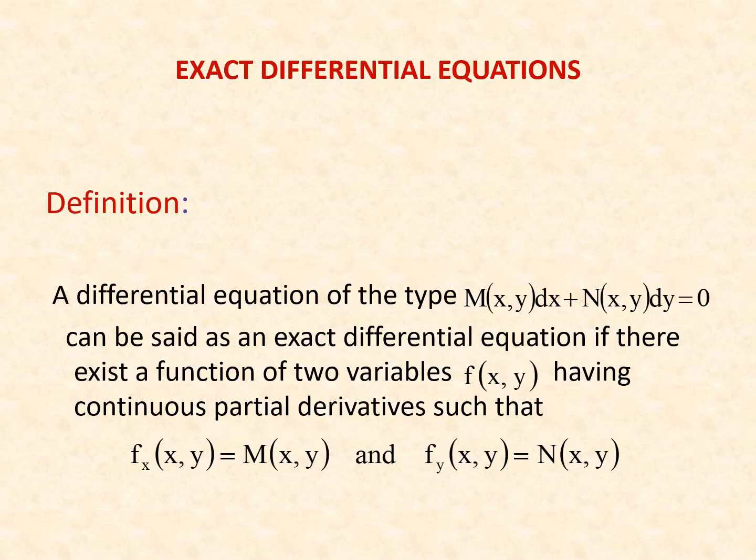The definition of exact differential equations. A differential equation of the type M(x,y) dx + N(x,y) dy = 0 can be said to be an exact differential equation if there exists a function of two variables f(x,y) having continuous partial derivatives such that f_x(x,y) = M(x,y) and f_y(x,y) = N(x,y). Here f_x and f_y are the partial derivatives with respect to x and y.